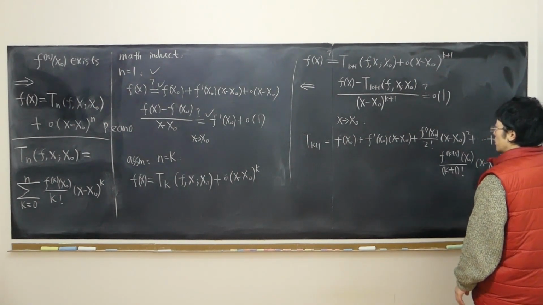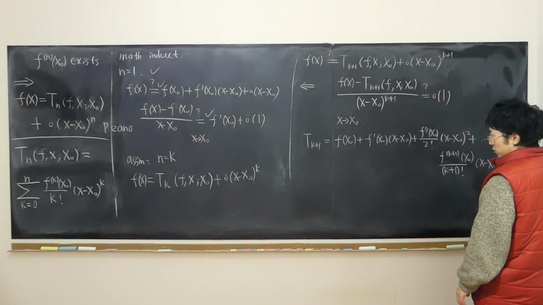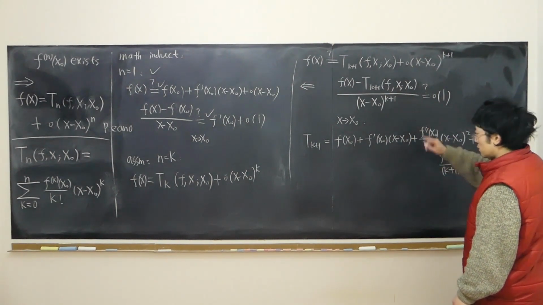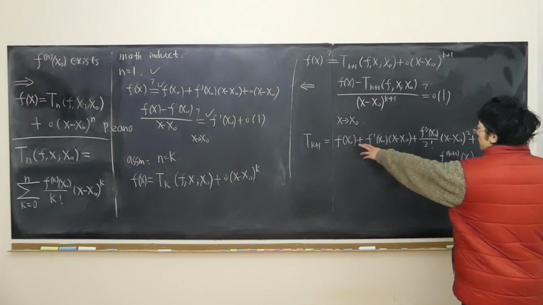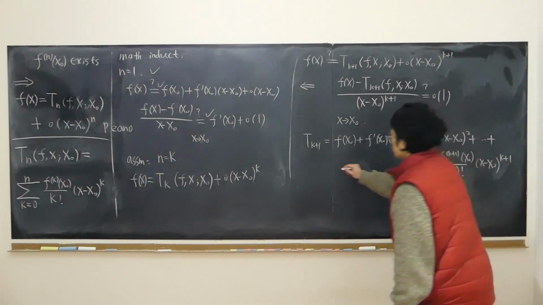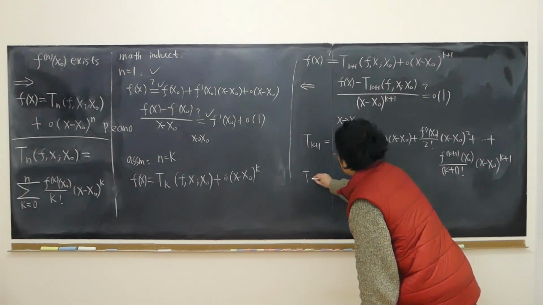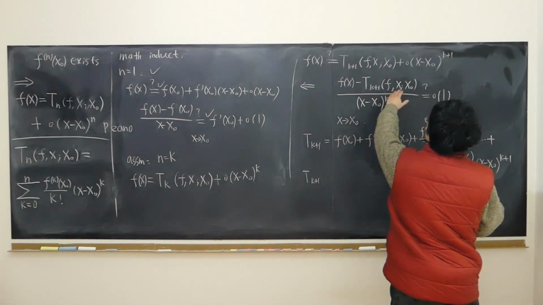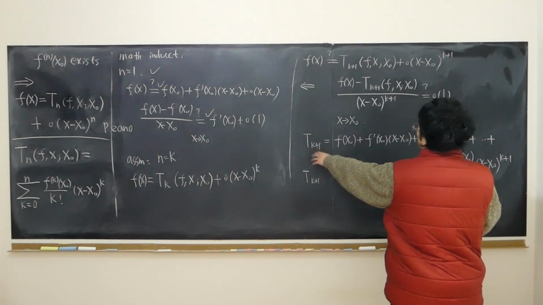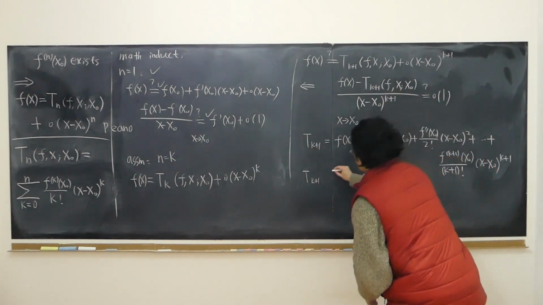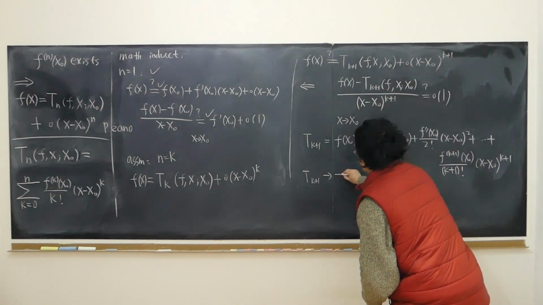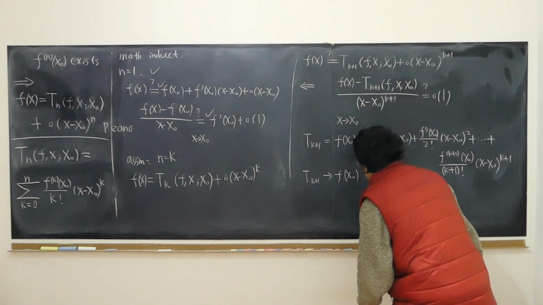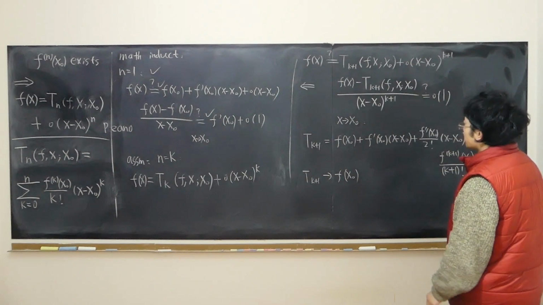So as x approaches x naught, the majority of the terms will just approach 0, right? This term, all the way to this term, they just all approach 0, except for the first term, right? So t sub k plus 1, well, you know what I mean, right? T sub k. So we'll easily approach f of x naught as x approaches x naught.